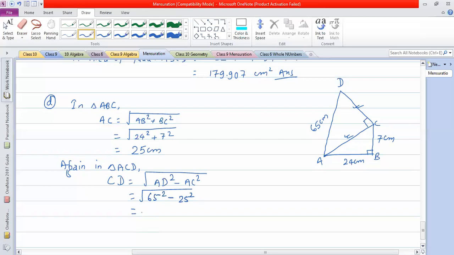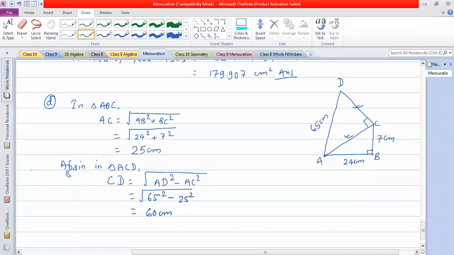Someone please tell me. 60. 60 centimeter. Okay, Nissan Kaki is joining us. 60 centimeter. After finding AC and CD, we can find the area of the triangle ACD.